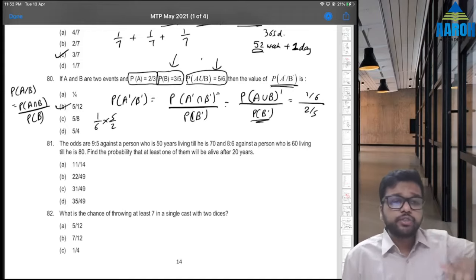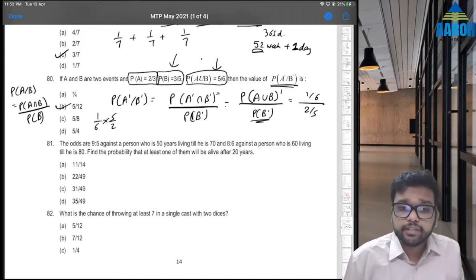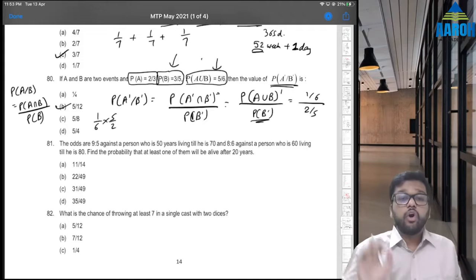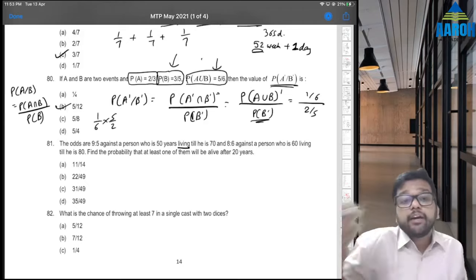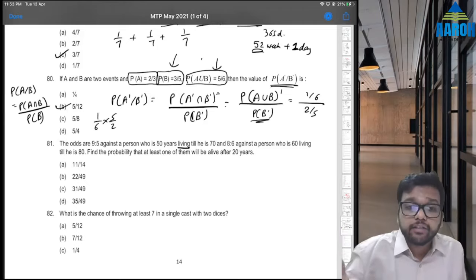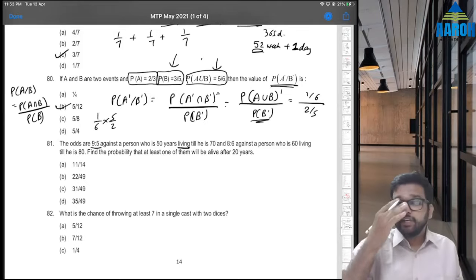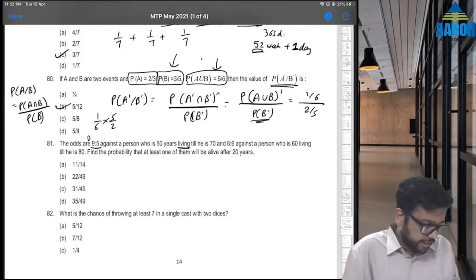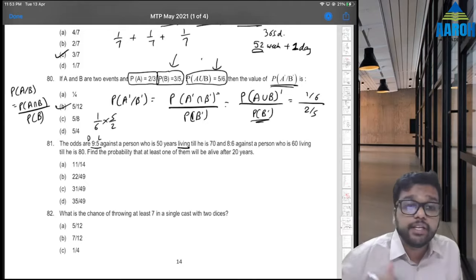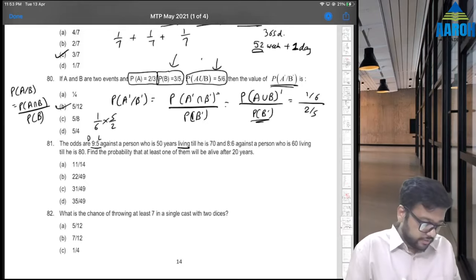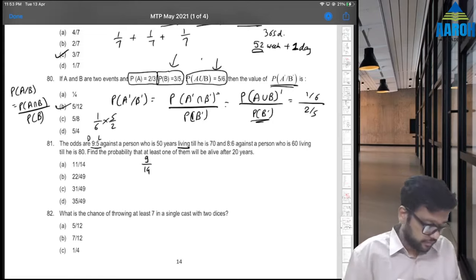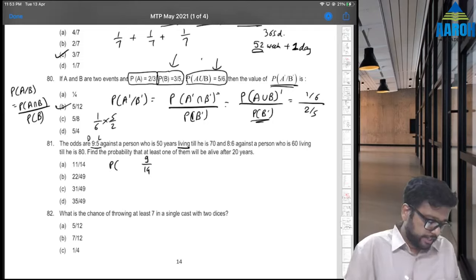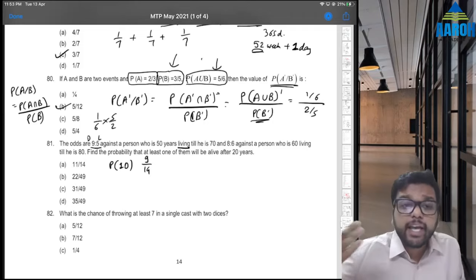The odds are 9:5 against a person who is 50 years living till he is 70. Odds against means the probability of not living is given, that is the probability that he will die. How do we convert odds to probability? That is 9 times he'll die as opposed to 5 times chances are that he'll live. So probability will be 9 out of 14 total. Probability of dying: the probability that the first person will be dead is 9/14, because odds against are given, right?